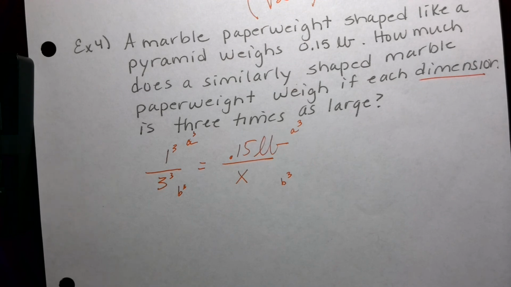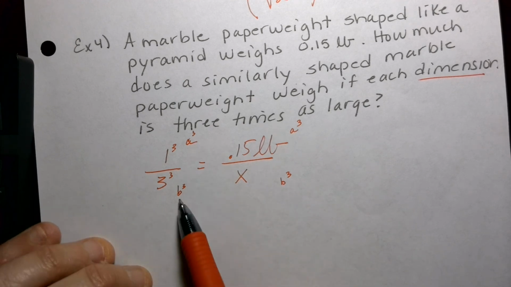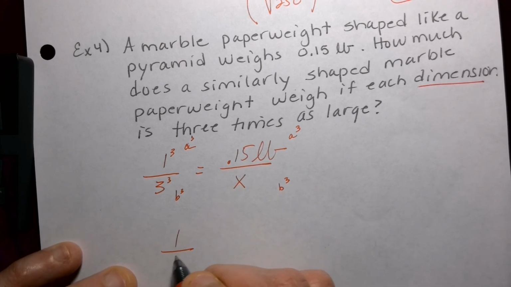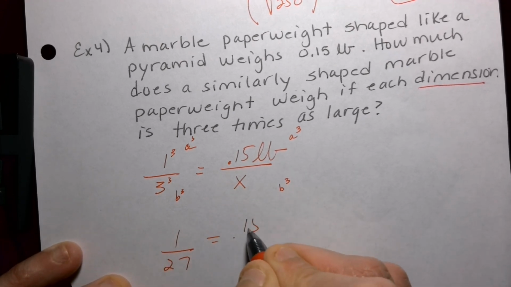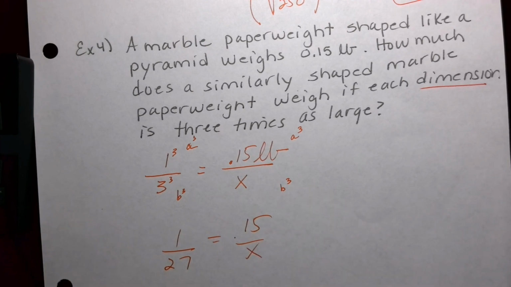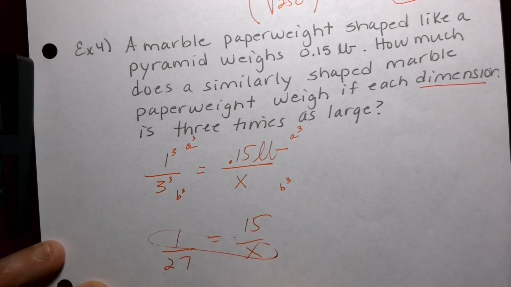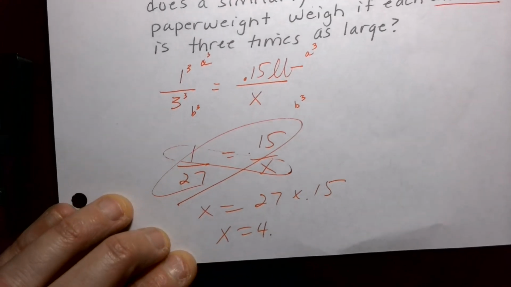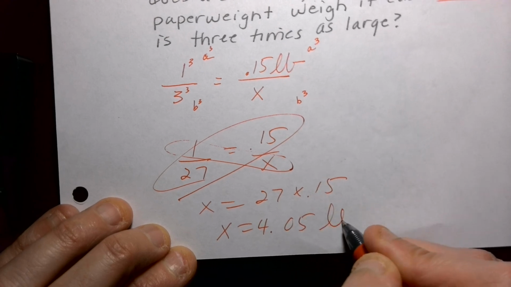And I'm just putting those little A's and B's in there for myself to help me remember what I've got going on and what I need to do. Okay, I'm not actually incorporating those letters into the equation at all. So I've got 1 over 27 equals 0.5 over x. Now we can just cross multiply and divide. So x equals 27 times 0.5, which is 13.5 pounds.